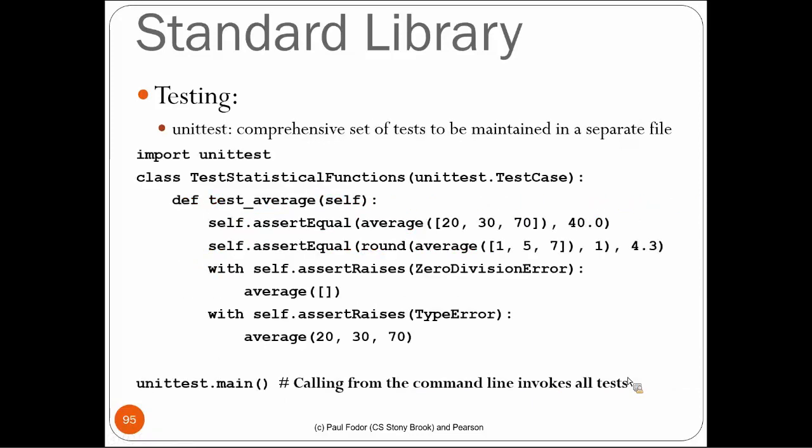There is another library called unittest, which is a comprehensive set of tests to be maintained in a separate file. For every function, like we had average in the previous example, you will implement, like in Java, a function called test underscore the name of the function, in which you call the original function average with the expected output. So this is very useful if you want to write, in addition to your functions, unit tests for your entire programs.